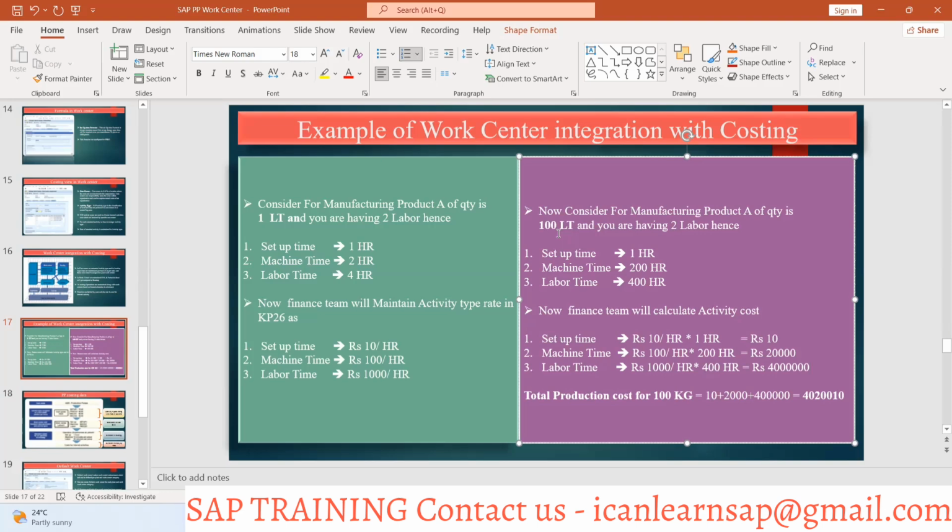This is the way we calculate the cost, manufacturing cost or product cost in SAP PP. This is very much important, a very frequently asked interview question: how do we calculate the manufacturing cost?